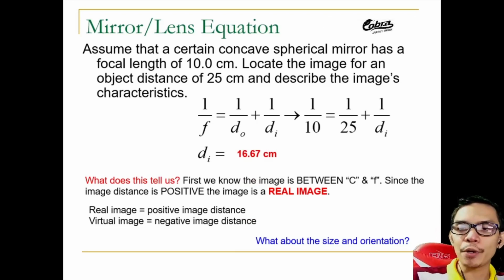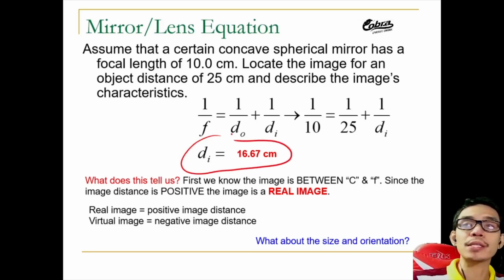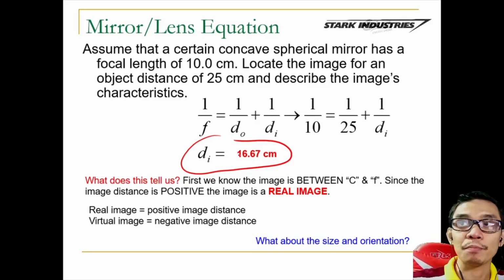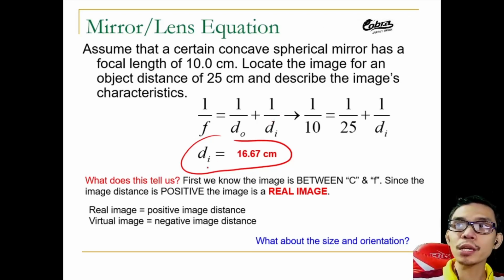Now, what does this number mean? It means that the image is a real image because it is positive. We have here the positive distance of the image, that is a real image. And not only that, we can also locate the image using this answer that we have right here.